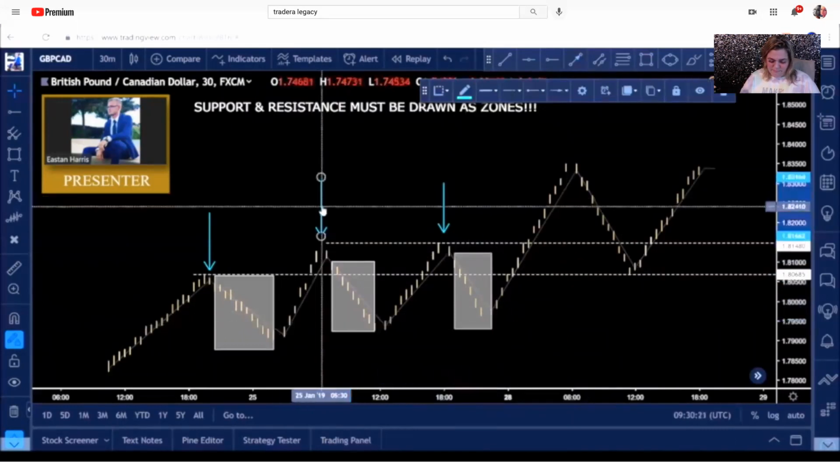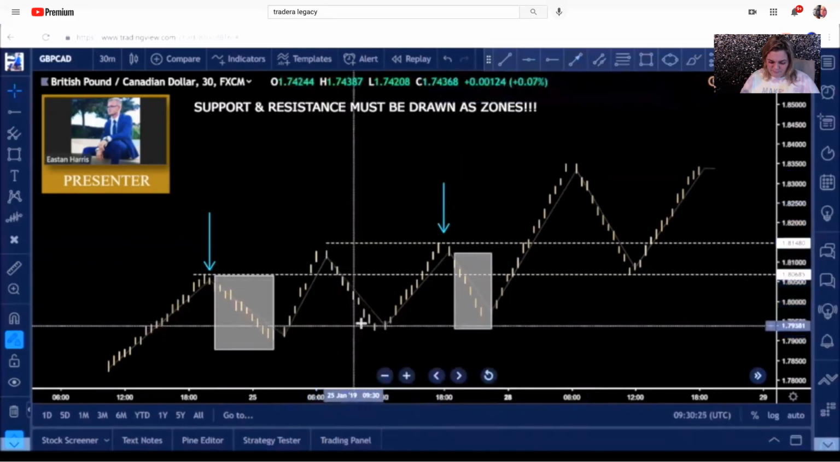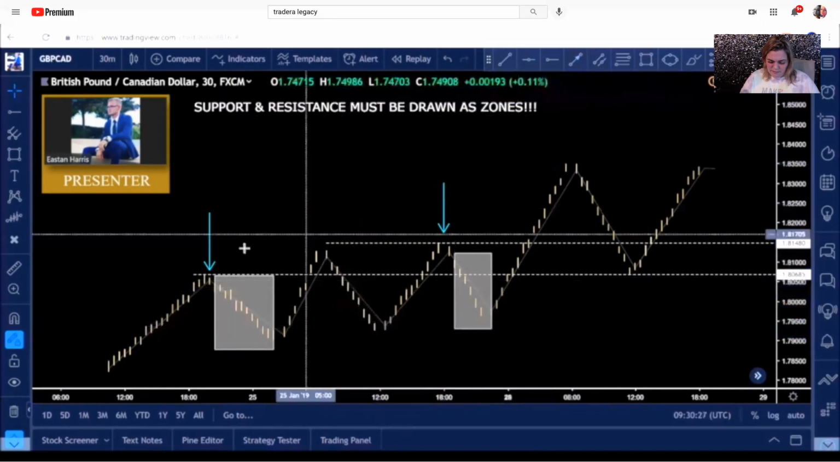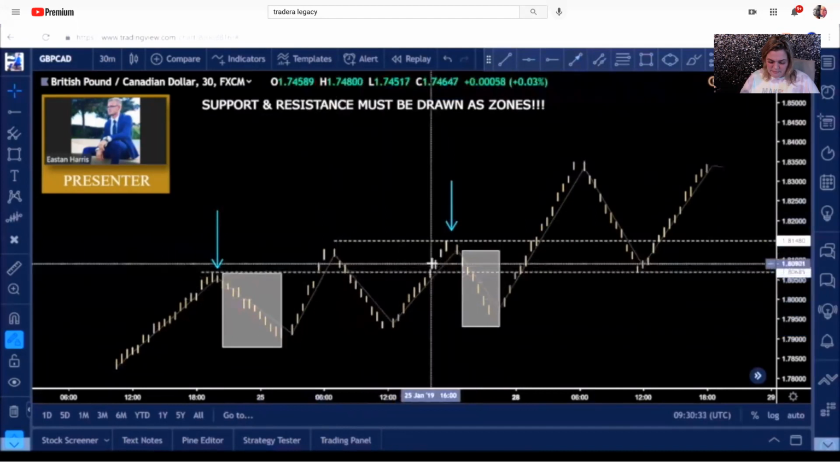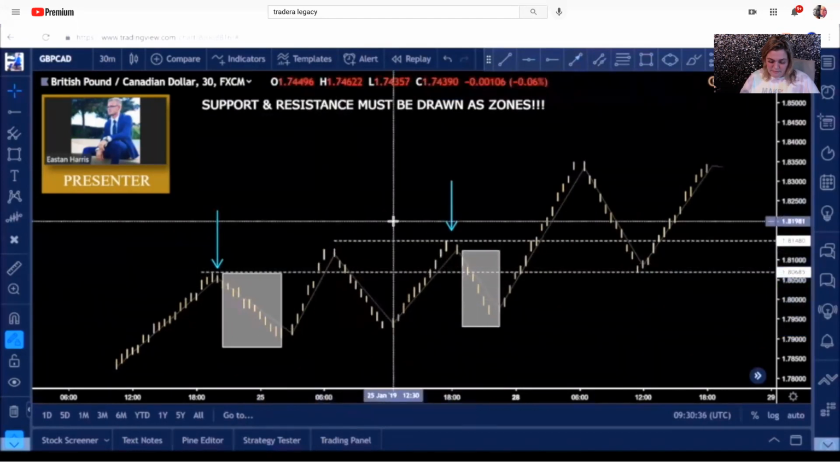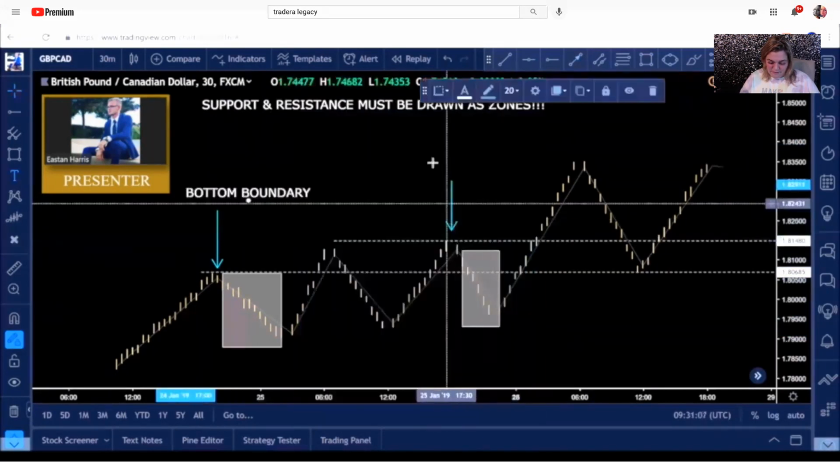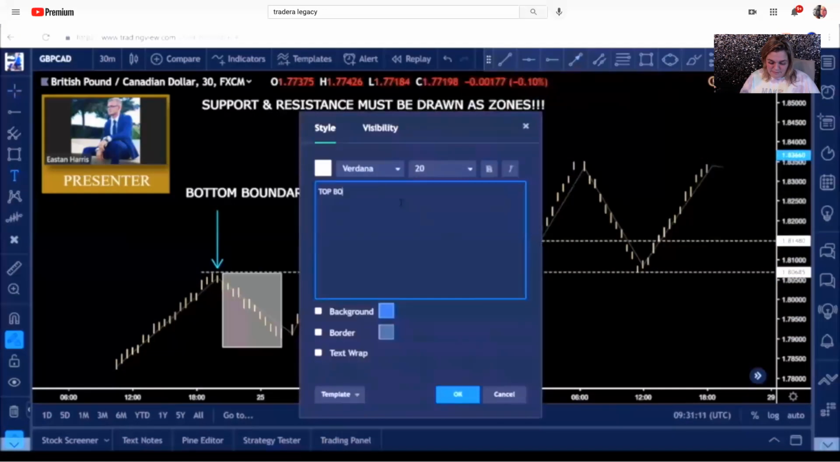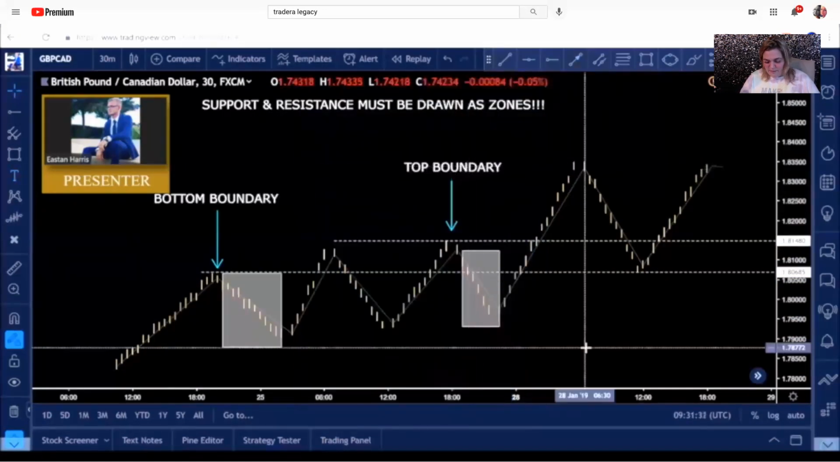Okay, so if I get rid of this, if we pay no attention to this one right now, when looking at these three bearish reactions and searching for this resistance zone, you have to make sure that you have the bottom boundary and the top boundary. So when we do this, we have all three reactions in our zone. All of them are accounted for.